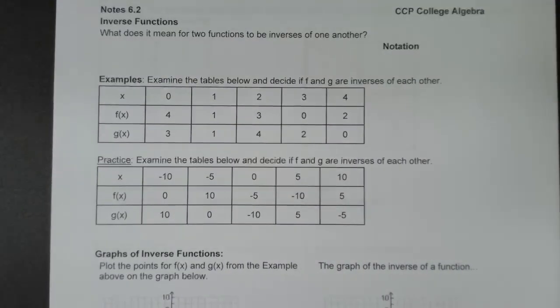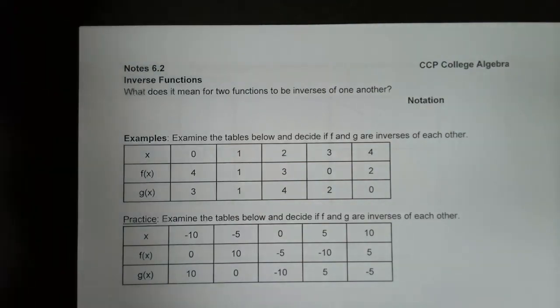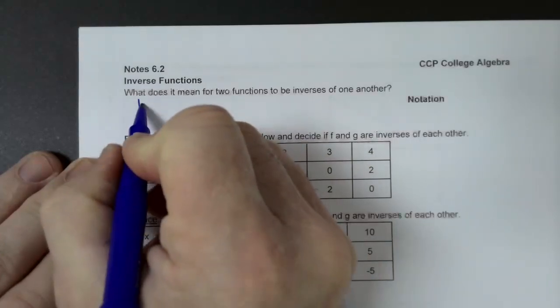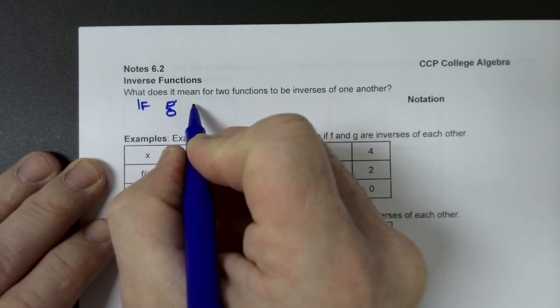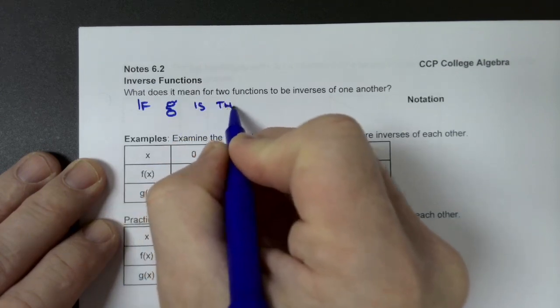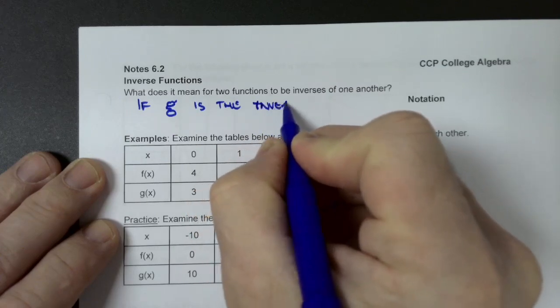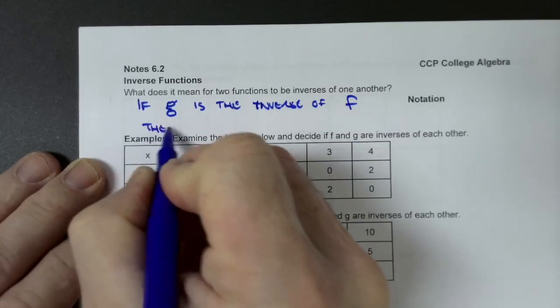So today our look at functions will be on inverse functions. The question would be, what does it mean for two functions to be the inverse of each other? Well, let's take a look at this. If we have a function g, and if it is the inverse of another function we'll call f, then here's what's going to happen.